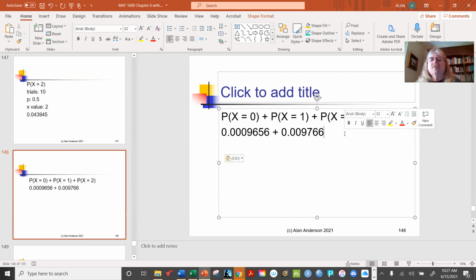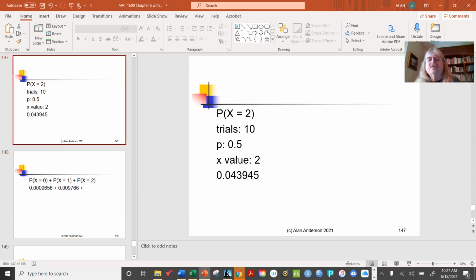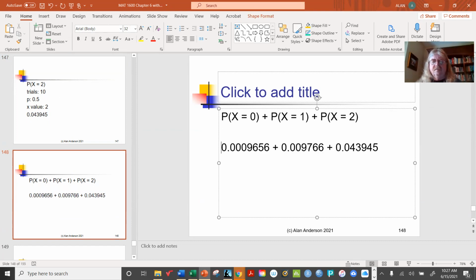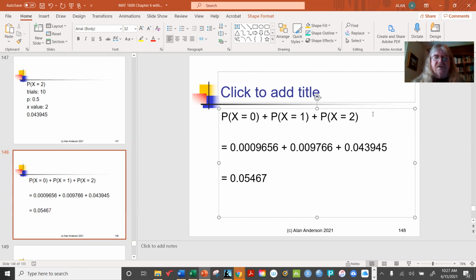Now there's still going to be some rounding problems no matter what we do, but we can minimize that if we choose to keep enough decimals. Now, if you add these up on your calculator, let's see what we get. And again, remember, this is an approximation. It should be approximately 0.05466766.